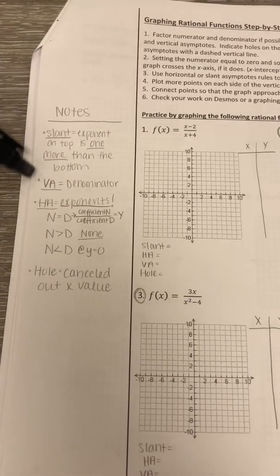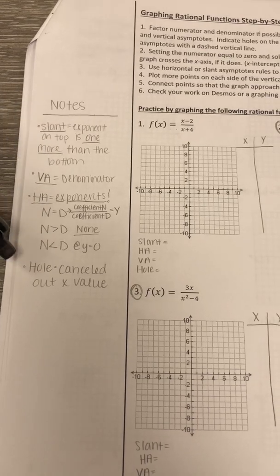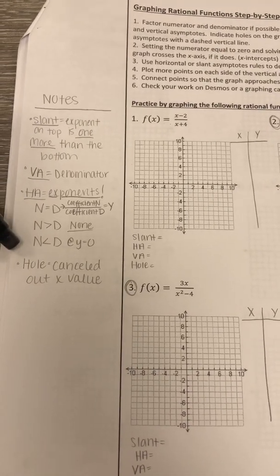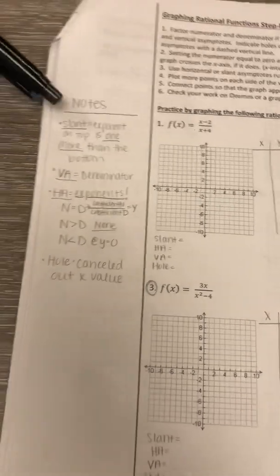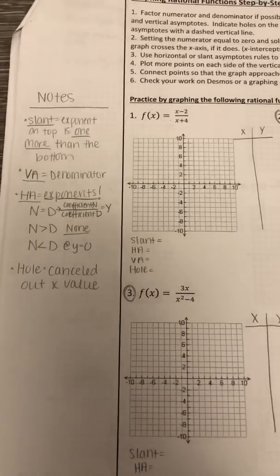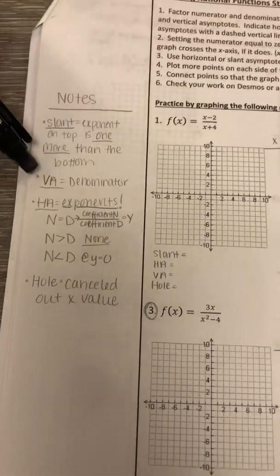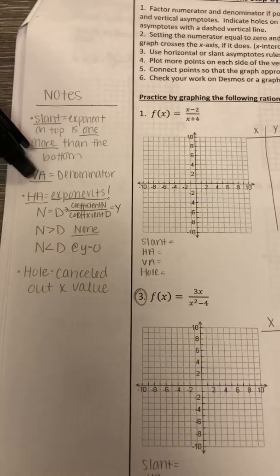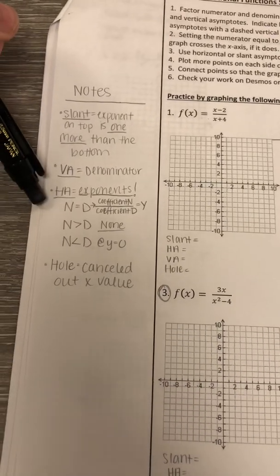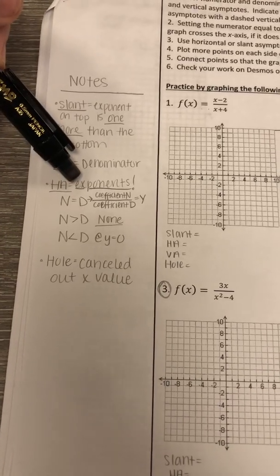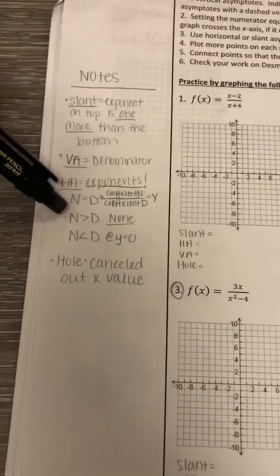This is all basically the rules for asymptotes and how we have to make sure that we pay attention to which one is which while we're graphing. So the slant is always going to be when the exponent on top is one more than the bottom. The vertical asymptote, you're always only looking at the denominator because that's basically when the denominator is 0. And then horizontal asymptotes comes down to exponents as well, just like slant.